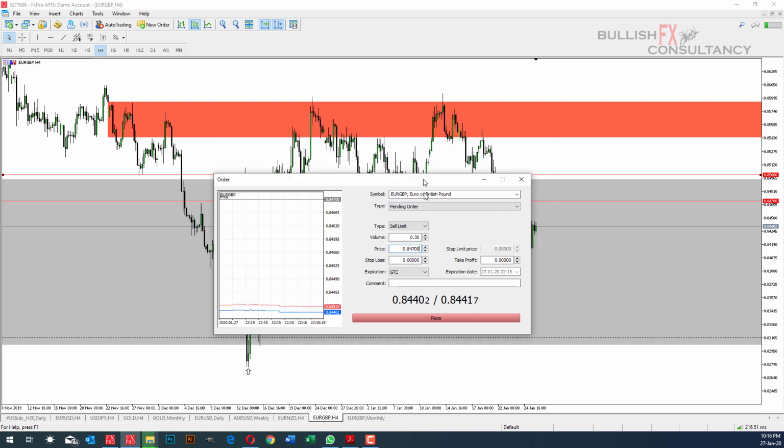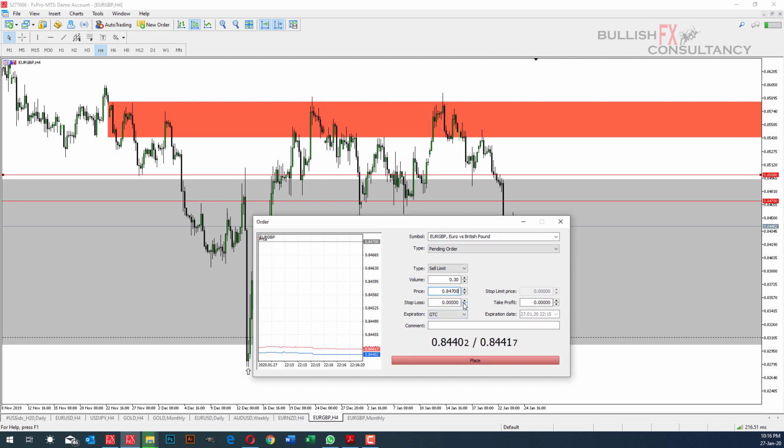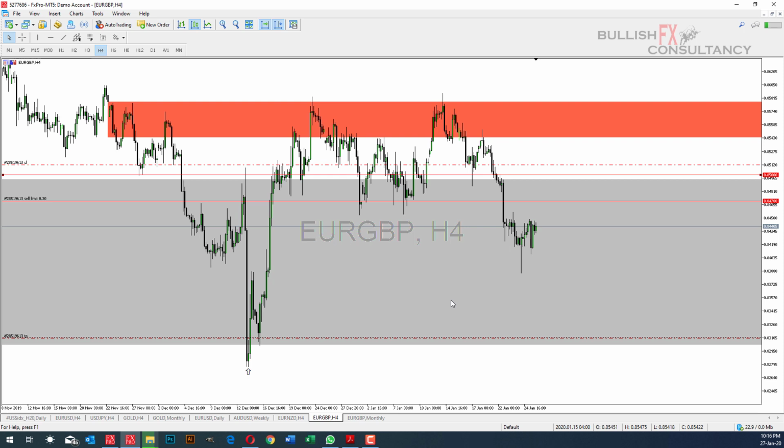And my stop loss, I'm gonna put it at 0.85120. That's my stop loss. And my first take profit, I'm gonna put it at 0.83100, right? And then I'm gonna place the pending order. So you can clearly see there I've got a sell limit, which I'm hoping is gonna get triggered.